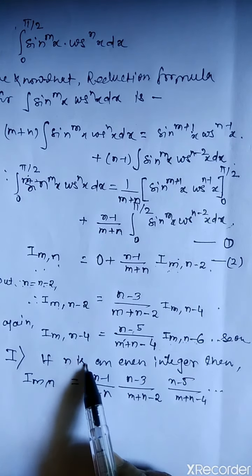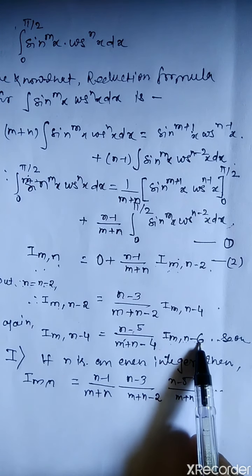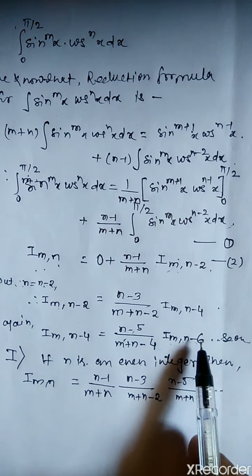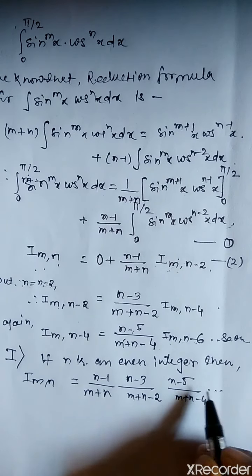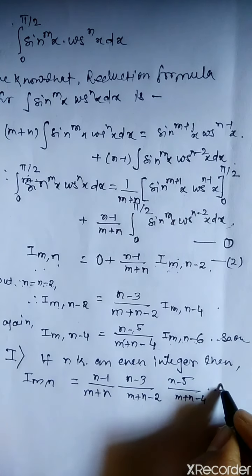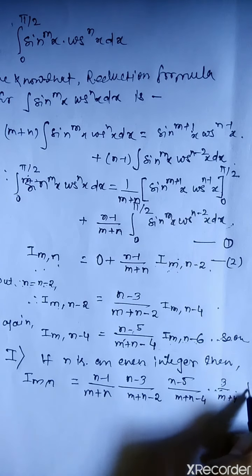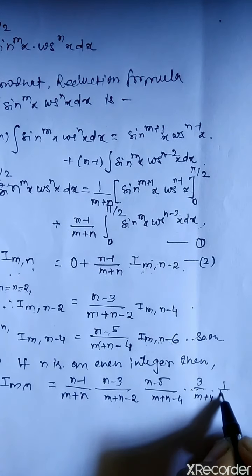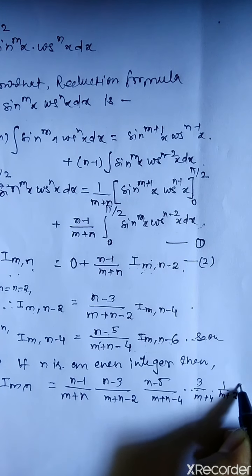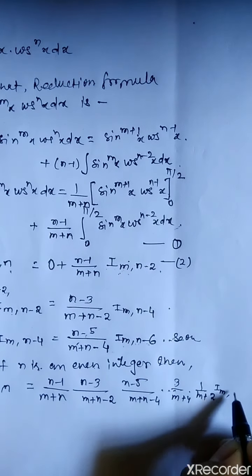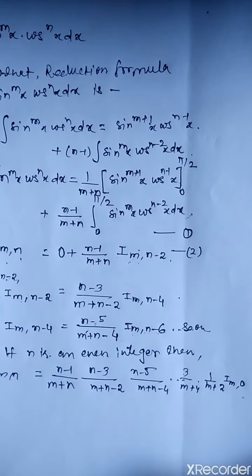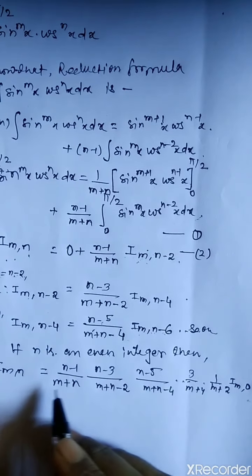Since n is even, so we are left with what? I_{m,0}. So the last term will be 3 by (m plus 4), 1 by (m plus 2), and I_{m,0}, like this. Okay, so this is the value for I_{m,n}.